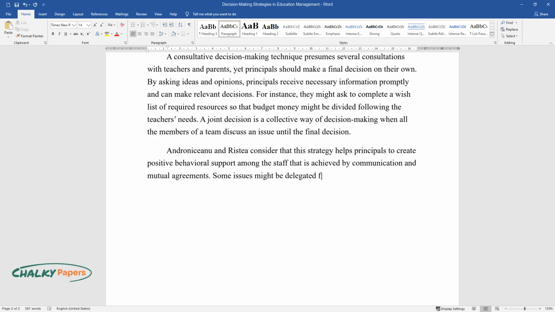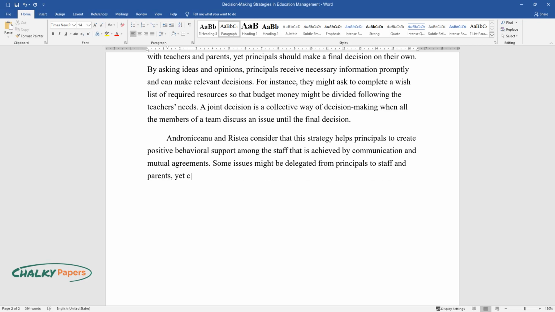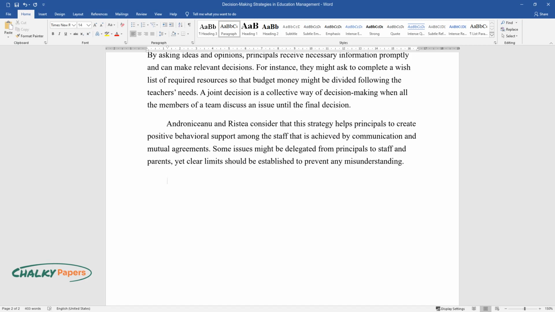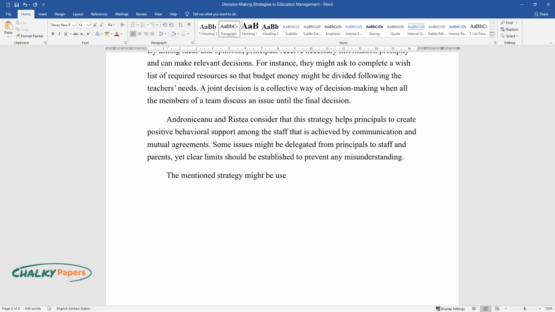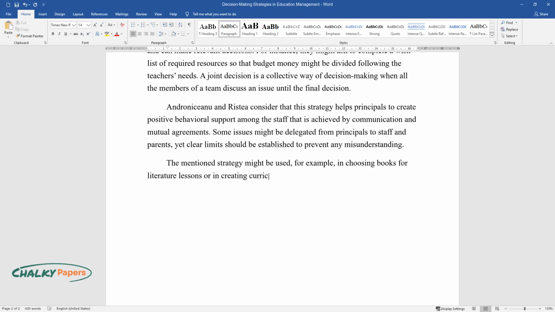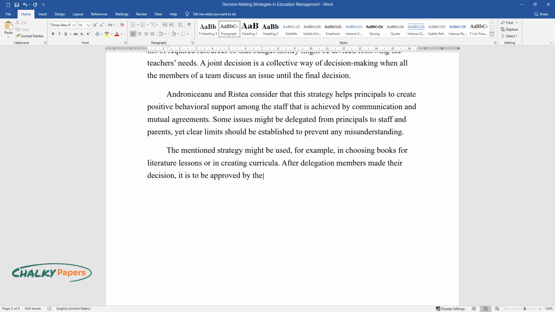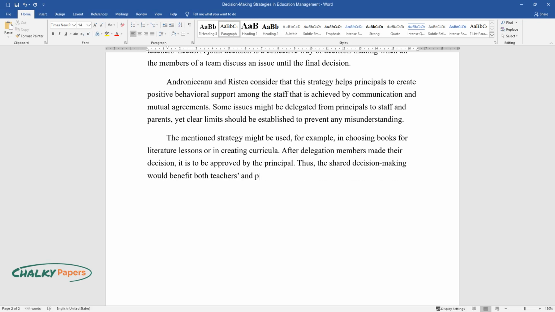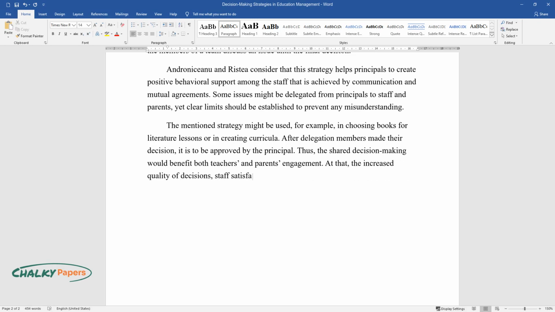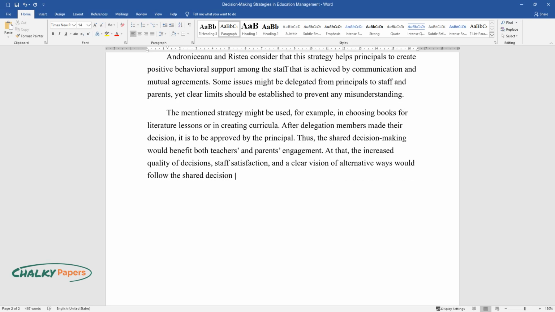Some issues might be delegated from principals to staff and parents, yet clear limits should be established to prevent any misunderstanding. The mentioned strategy might be used, for example, in choosing books for literature lessons or in creating curricula. After delegation members made their decision, it is to be approved by the principal. Thus, the shared decision-making would benefit both teachers and parents' engagement. At that, the increased quality of decisions, staff satisfaction, and a clear vision of alternative ways would follow the shared decision strategy.